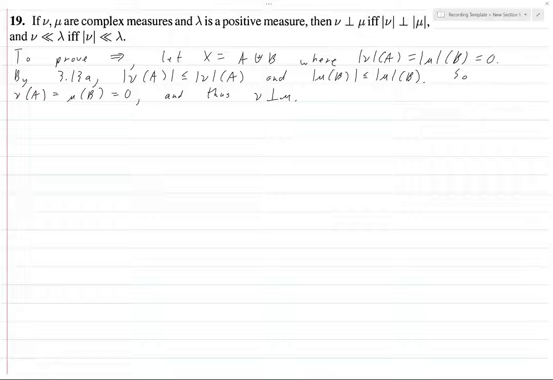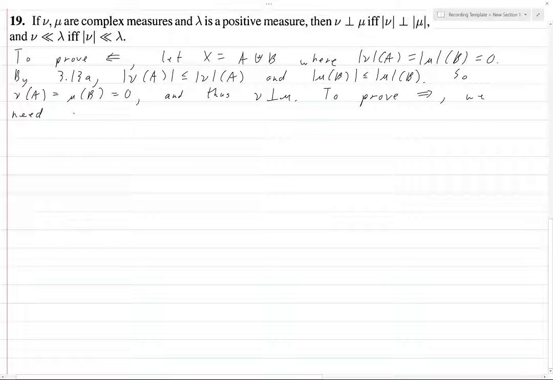Ooh, is this the correct direction? No, I proved the other direction. Because what we did is we started with the absolute value of nu of A equals the absolute value of mu of B, well, total variation, whatever. But we started with this. So that's why you don't want to flip the order when you're writing down these notes, because then this will happen.